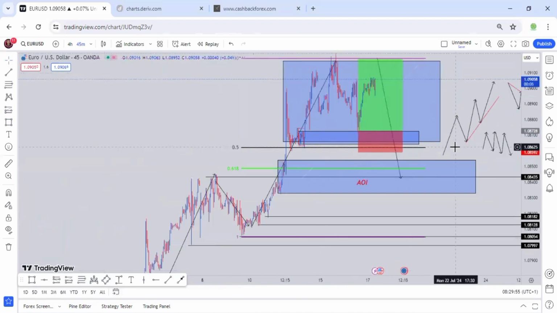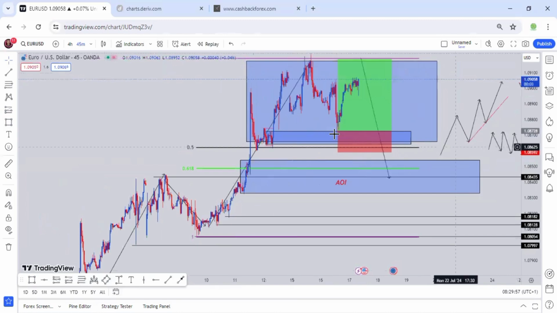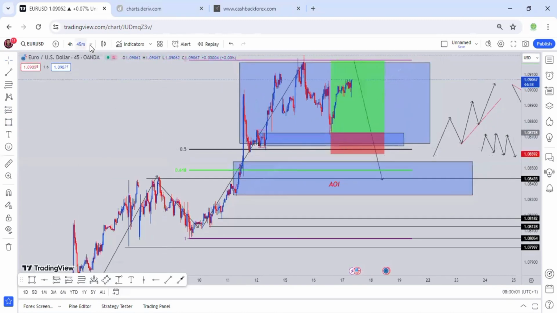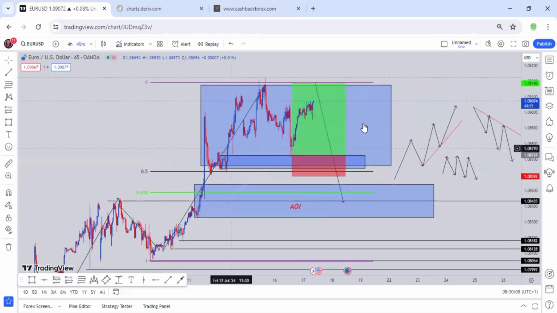So this is actually how to do a top-down analysis. We've done a top-down from weekly to 45 minutes. We can go lower, but this is just how it is done. You can try it out in other pairs. It is very simple. Thank you.